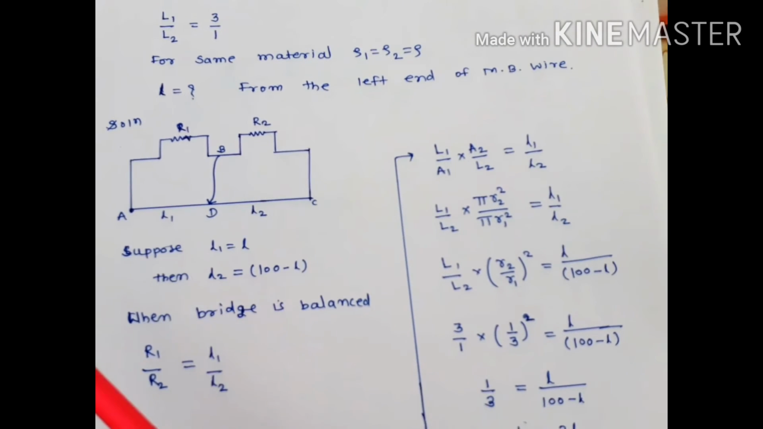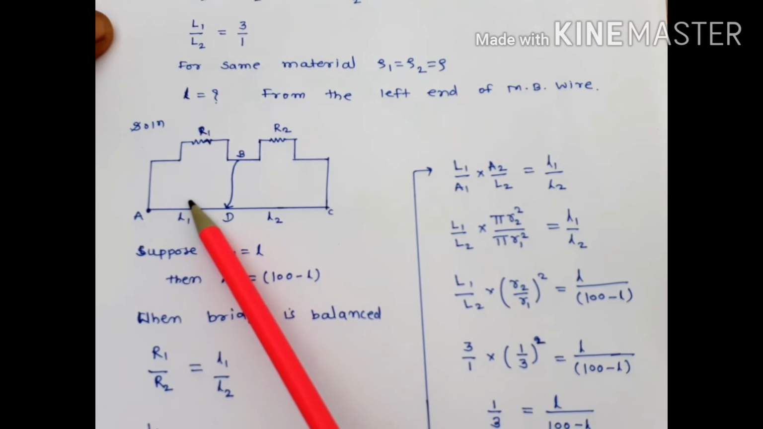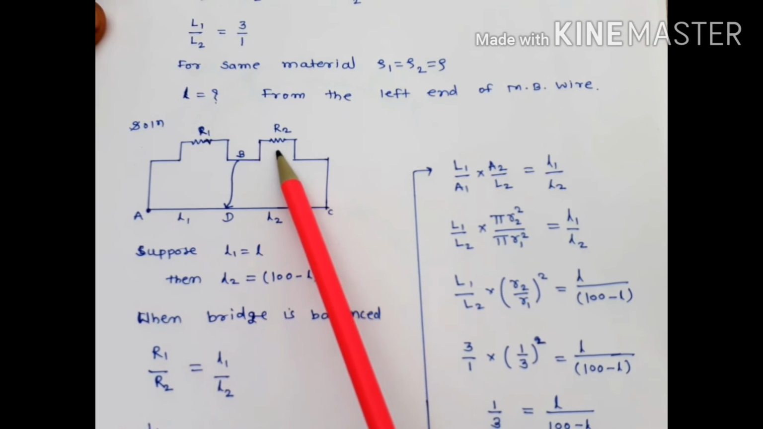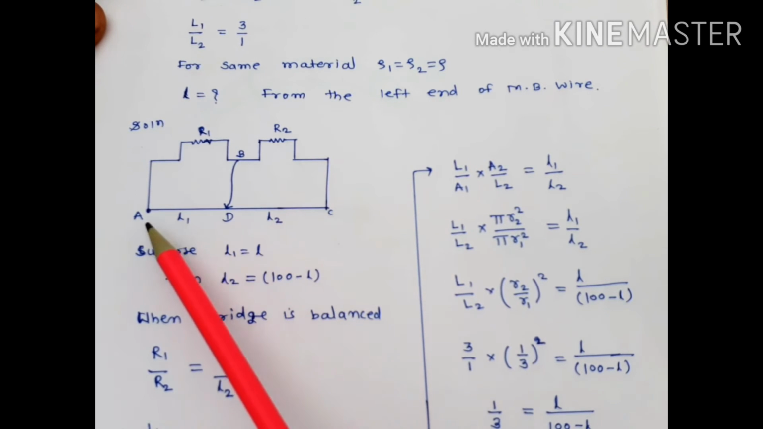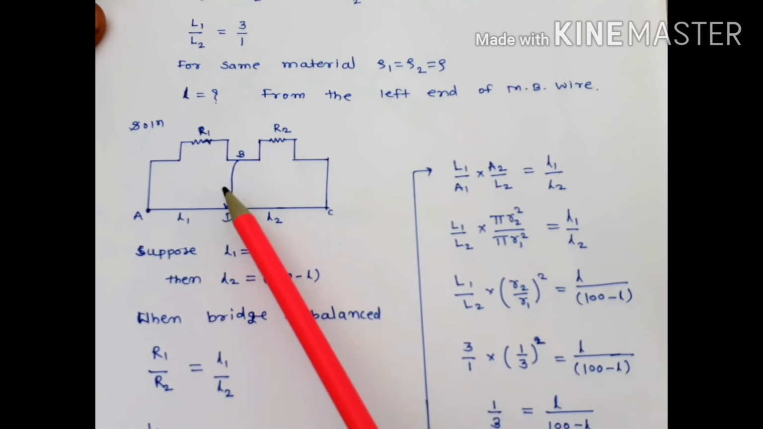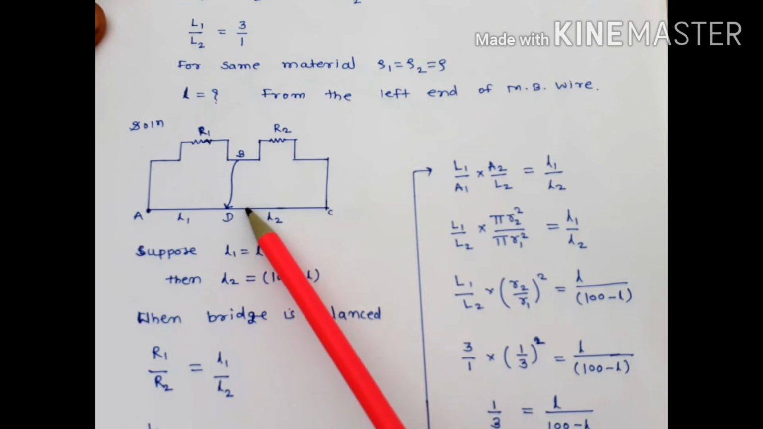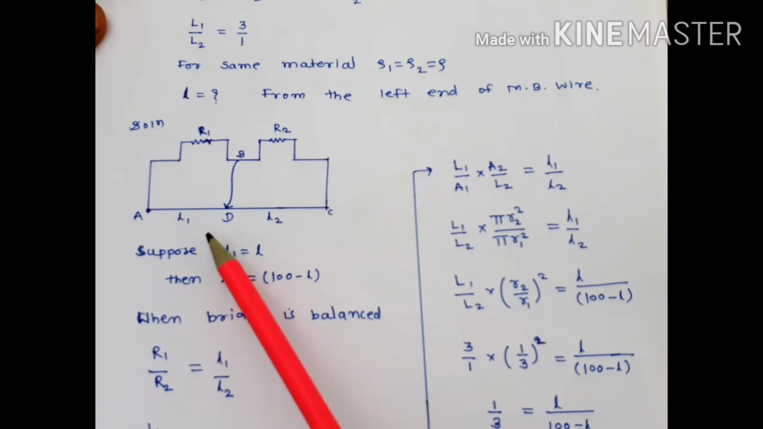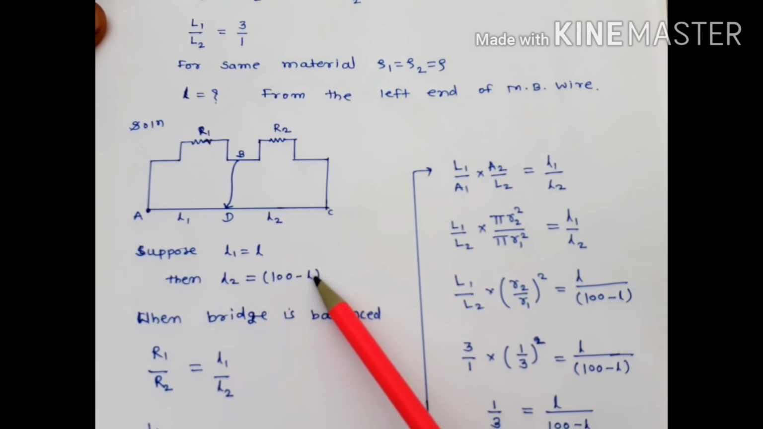This is the rough diagram of meter bridge. This is the left gap of meter bridge. This is the right gap of meter bridge. R1 is connected in the left gap. R2 is connected in the right gap. Here D is the balanced point. AD is the balancing length against R1, therefore it is denoted by L1. L2 is the balancing length against R2, it is denoted by L2. Suppose L1 is equal to l, then I am able to write that L2 is equal to 100 minus l.